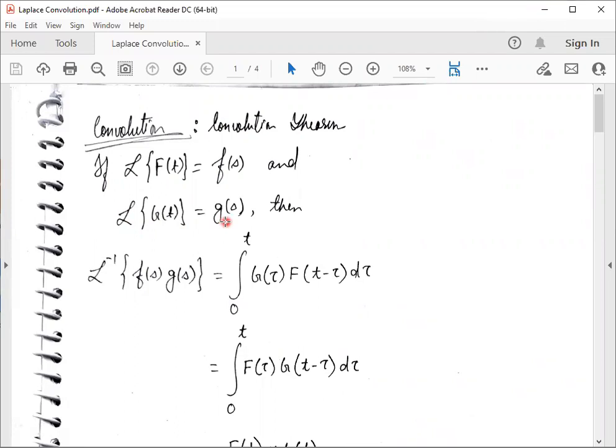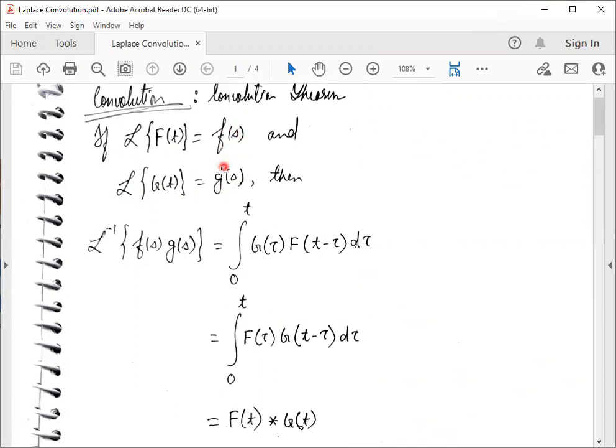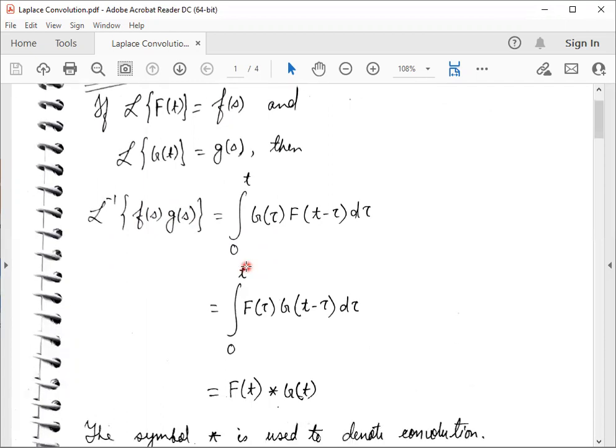g. Then if I multiply small f and small g and take the inverse Laplace transform, it should be equal to this integral, and this integral is called the convolution of capital G and capital F. That is, integration from 0 to t, g of tau, f of t minus tau, integration with respect to tau. So the final answer will depend only upon t. Tau has been integrated over.